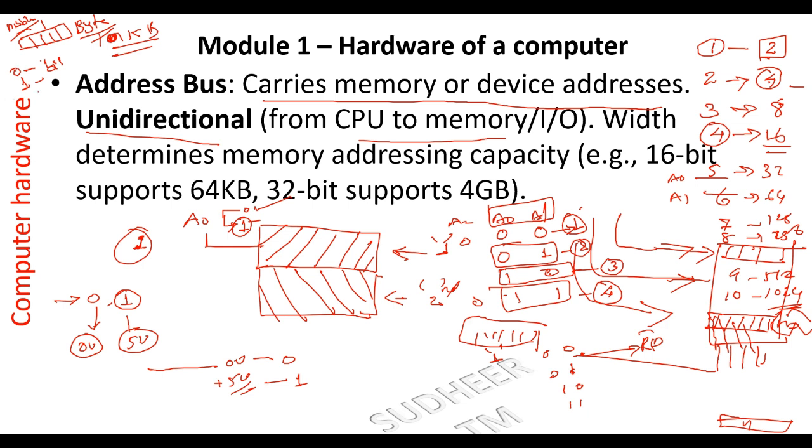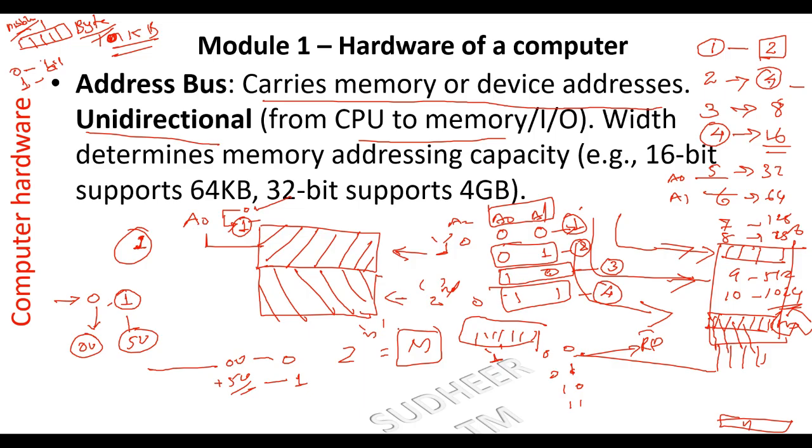So to address 1 kilobyte, how many address lines do we need? To address 1024 locations or 1 kilobyte of memory, how many address lines do we need? 10 lines. So what is the relation between the number of addressable memory locations and address bus lines? 2 to the power n is equal to your total memory capacity, where n is the number of lines in the address bus.